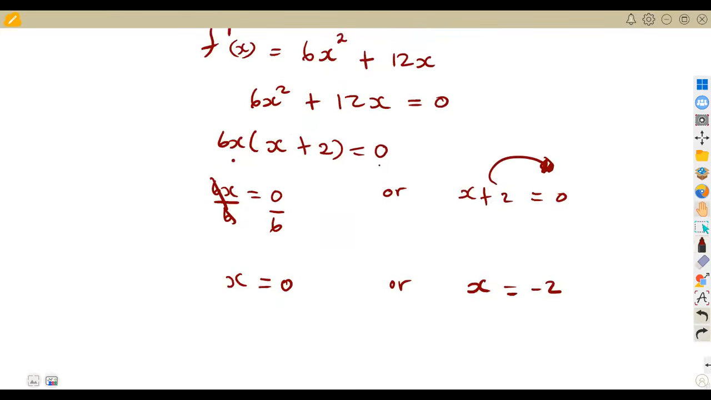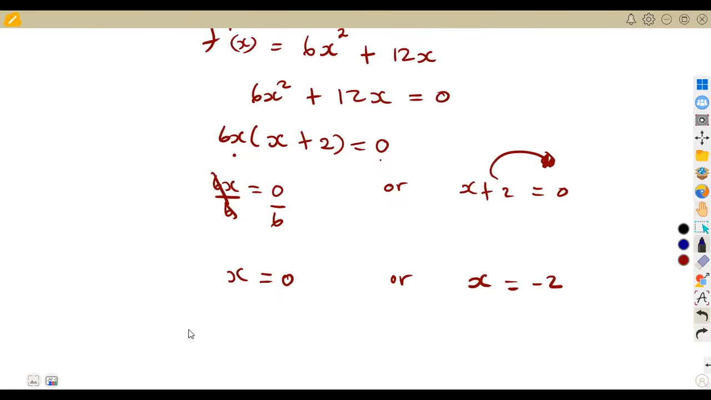But the question needs us to determine the turning points, not the x values at the turning points. So the turning points, we are now talking about the x at the turning point, which is 0, you determine the value of y. And when x is minus 2, you determine the value of y in that case.